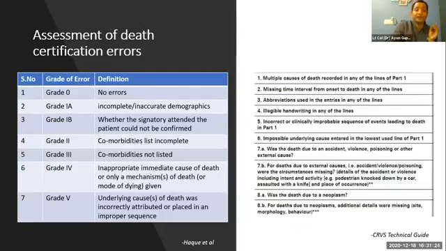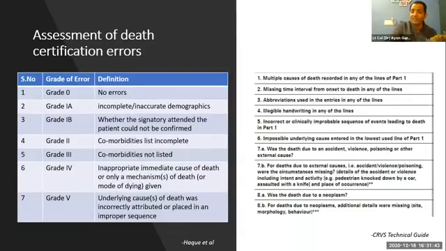And finally, the assessment of death certification errors. How do you look for an error in a death certificate? So I invite your attention to the right side of screen. Are there any multiple causes of death recorded in any of the lines of part 1? Yes or no? Because you know that only one cause can be recorded.